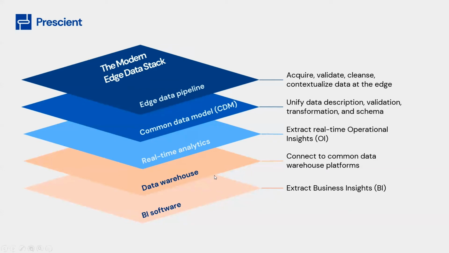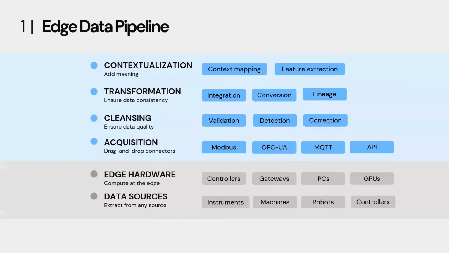And the next layer is the data warehouse. So this is where you store your edge data, but also very often the OI results, in a very large data warehouse. So you can use BI software, which is the final layer, to analyze the data and extract business insights. So when you are able to apply all 5 layers, you can effectively get the value out of your edge data. Now let's look at one layer at a time.